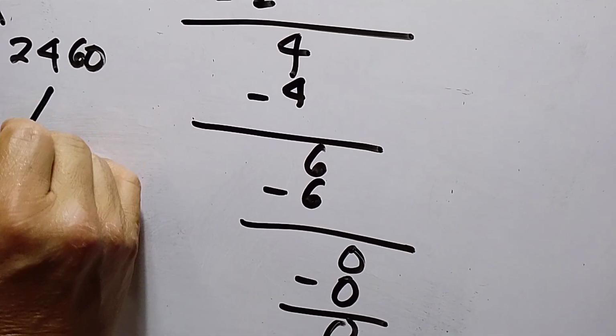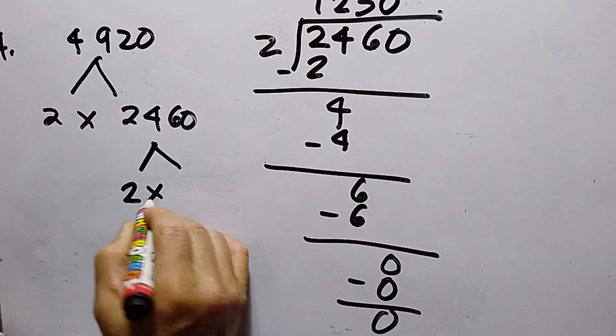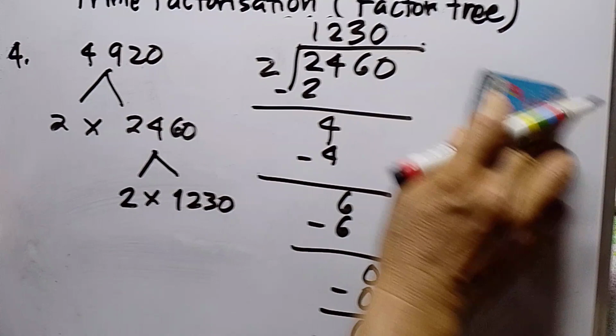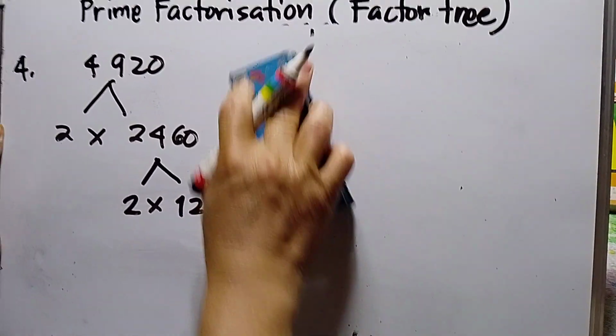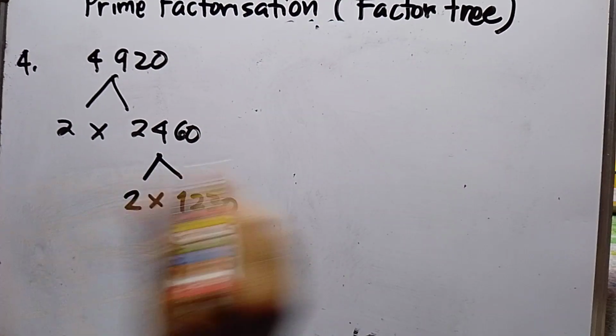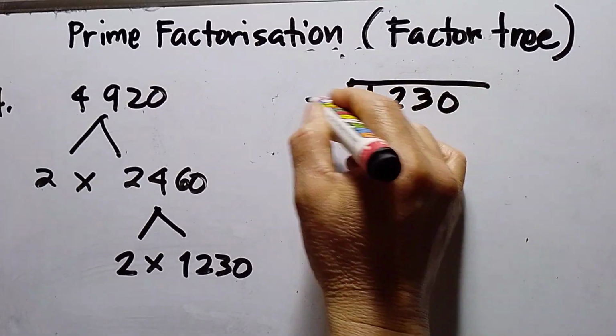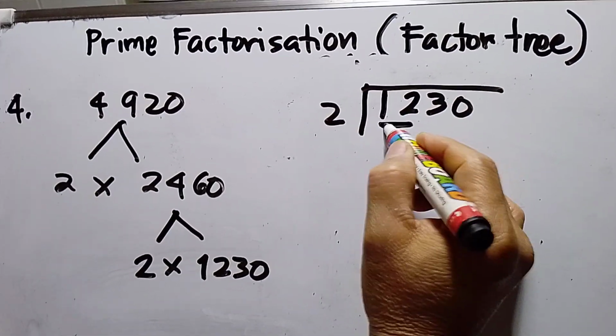So I can break this one: 2 times 1,230. Now, I could divide this one by 2 again because the last digit is 0. So 1,230 divided by 2. So use these two digits.